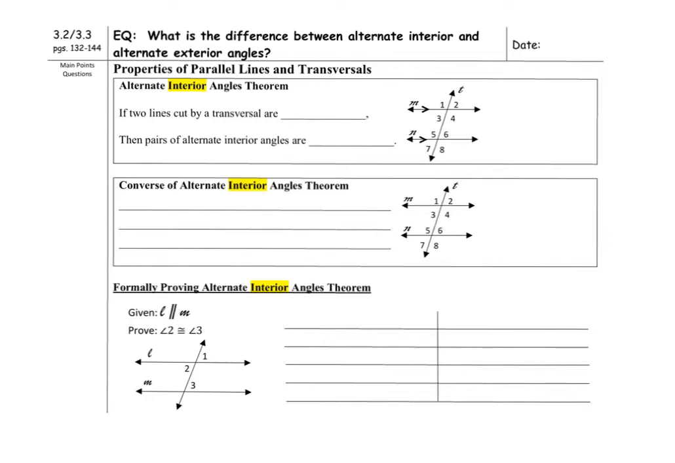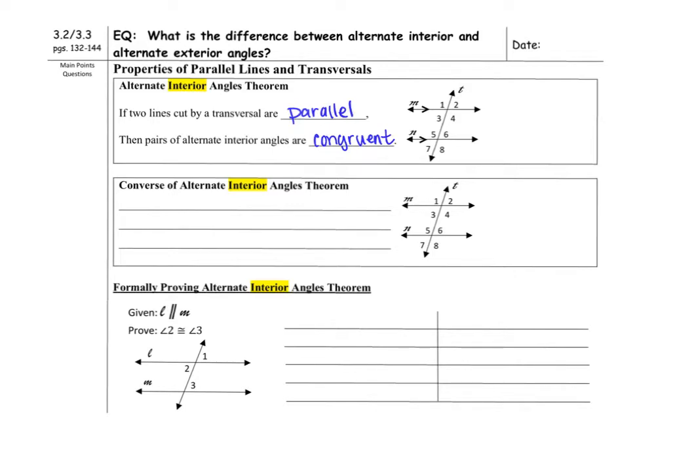Today we're going to be looking at the difference between alternate interior and alternate exterior angles. So let's review what alternate interior angles are and what the theorem says. If two lines cut by a transversal are parallel, then pairs of alternate interior angles are congruent.